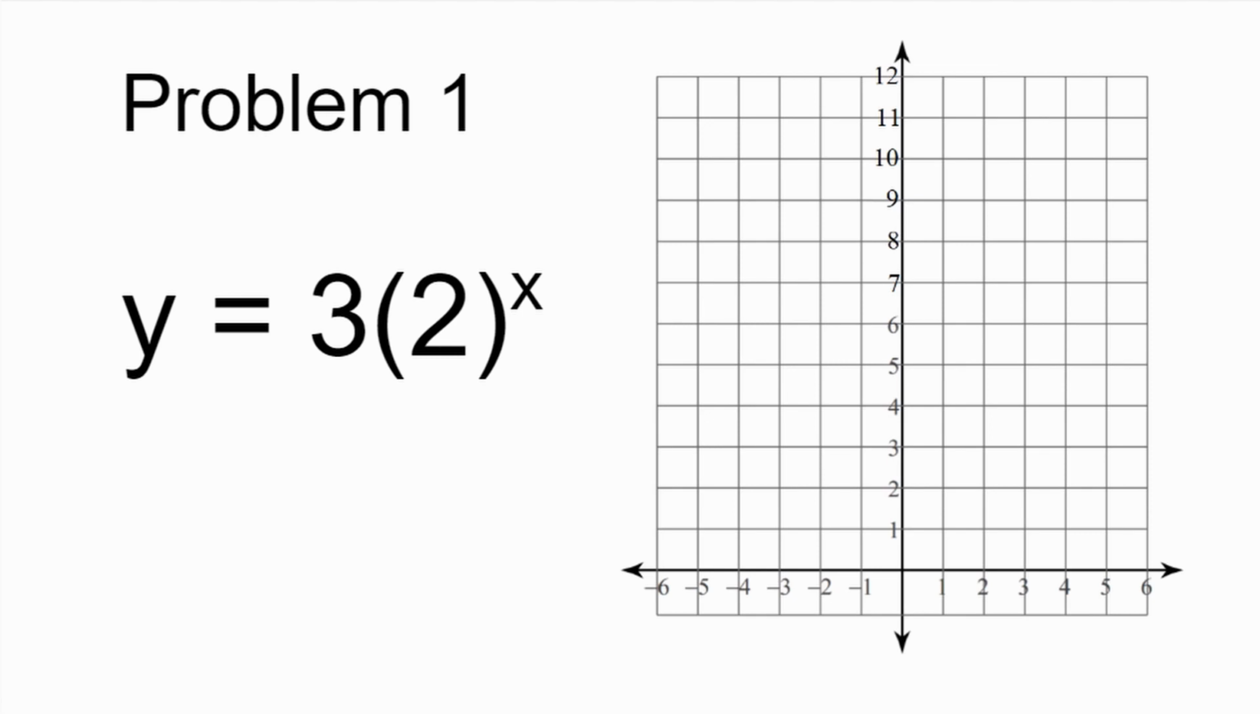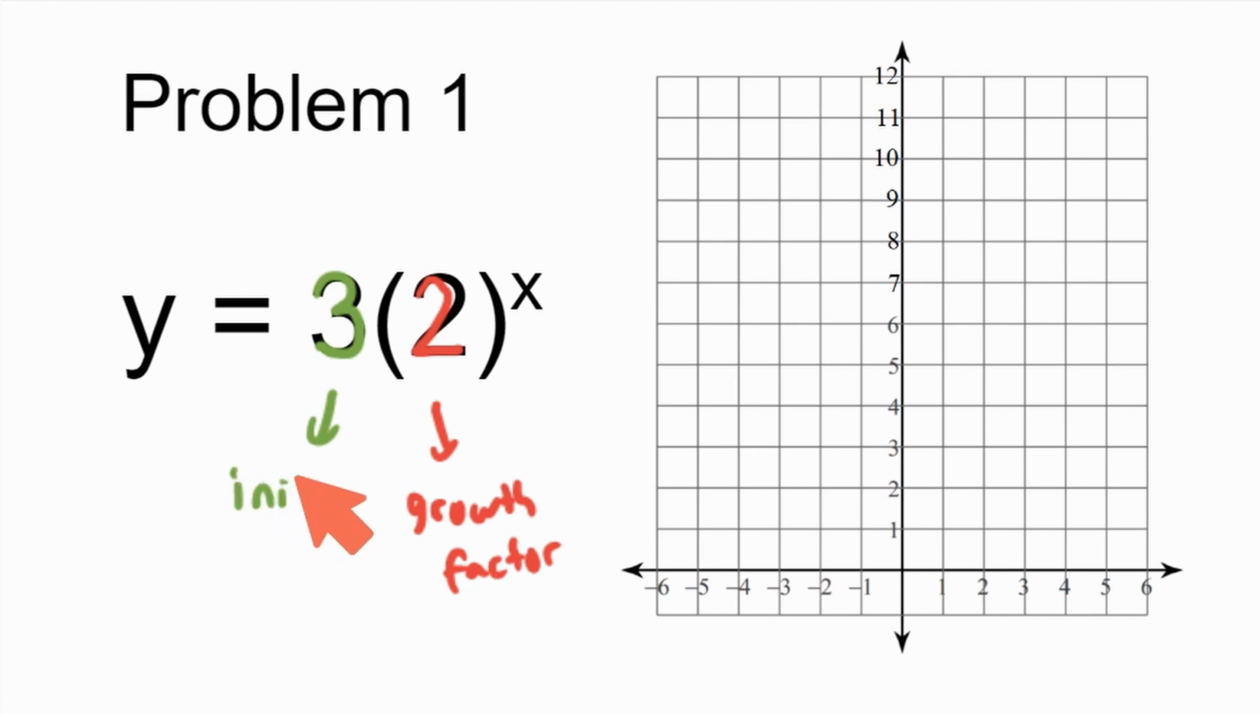Which part of the equation refers to the growth factor? Looking at our x here, we know that the base of the exponent, this 2, is going to represent our growth factor. Which term refers to the initial value? Notice that this 3 that's being multiplied is going to represent our initial value. Now that we've identified the different parts of the equation, let's go ahead and make a graph.